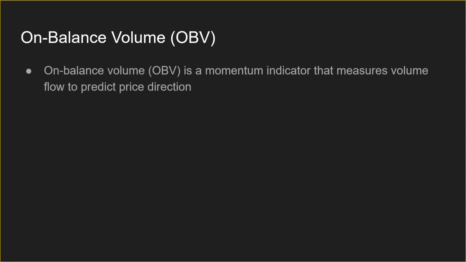So the next indicator we'll discuss is the on-balance volume, or OBV. The OBV is a momentum indicator that measures volume flow to predict future price direction. It measures total selling volume versus total buying volume over a period of time.